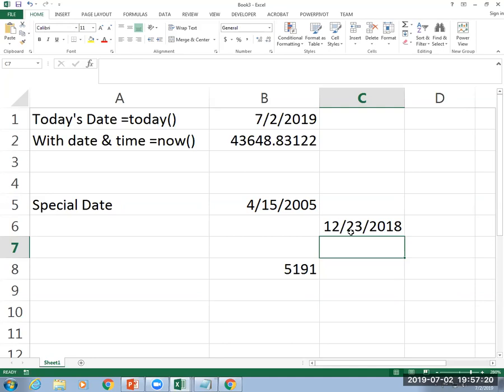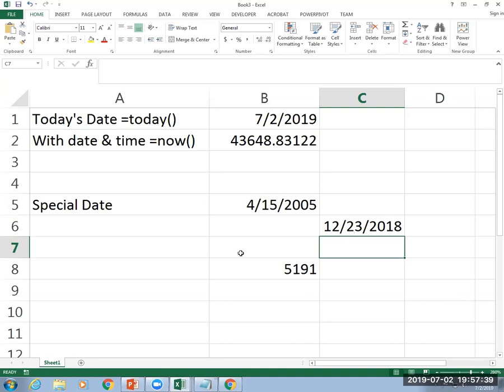So how did I do that? That's the question. How did I do that? I added 5,000 to her birthday. So you can calculate anything with dates like this.